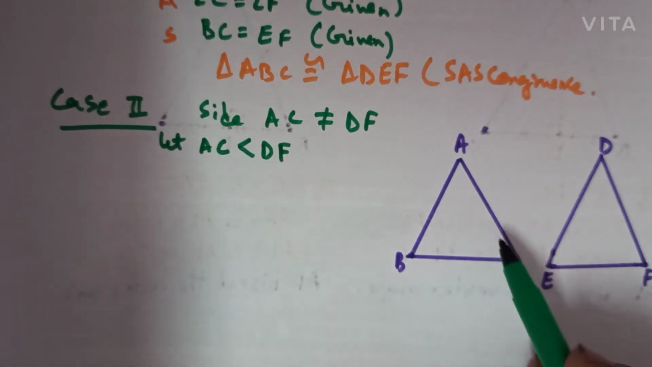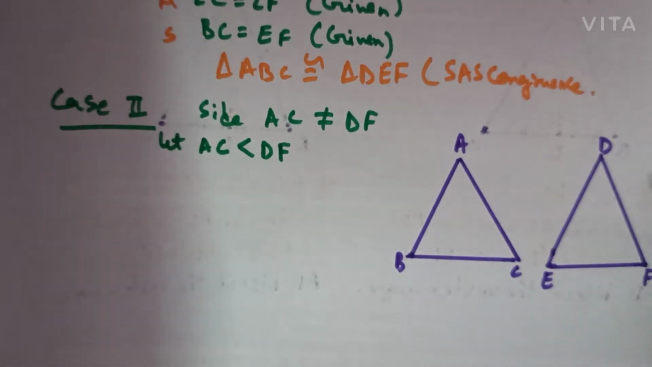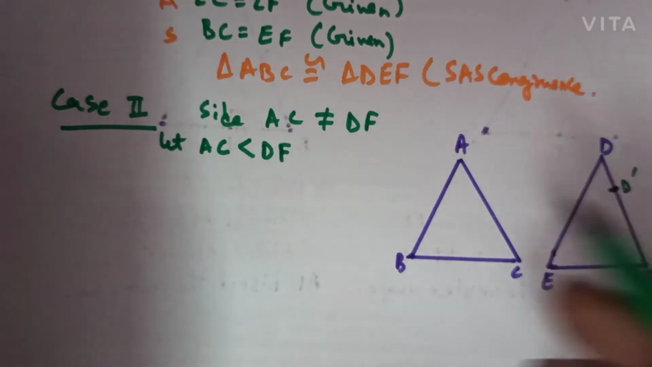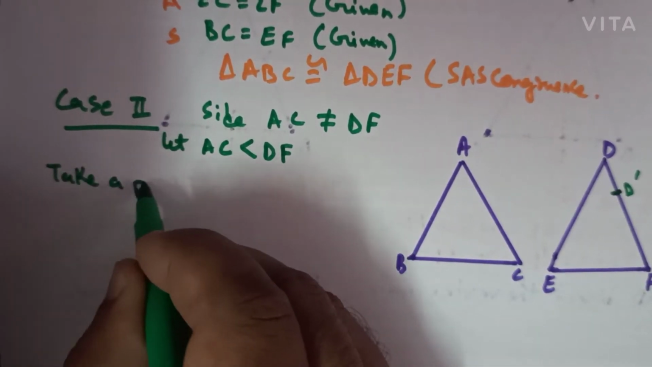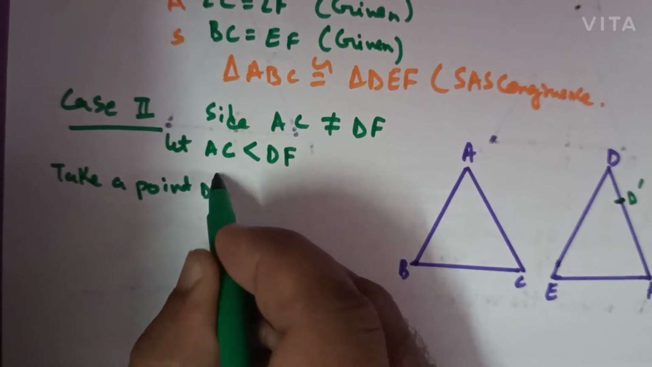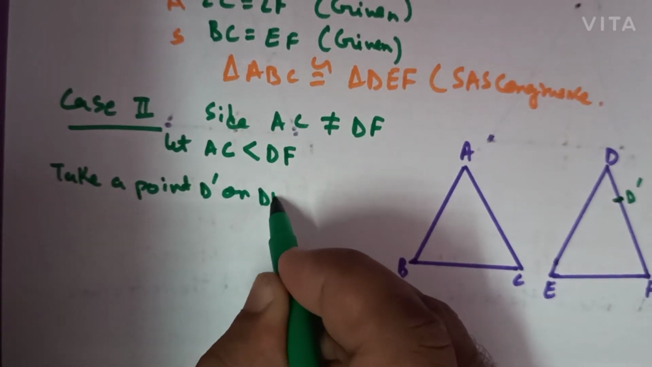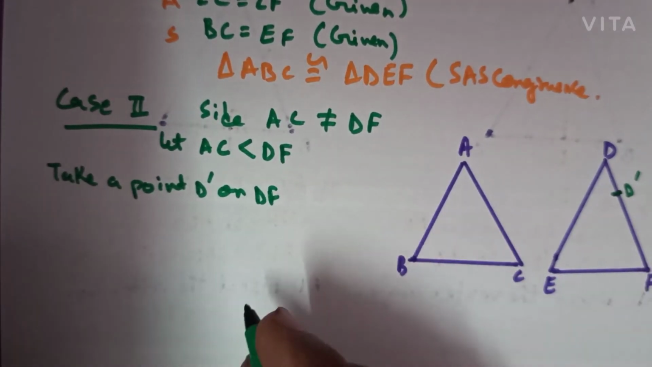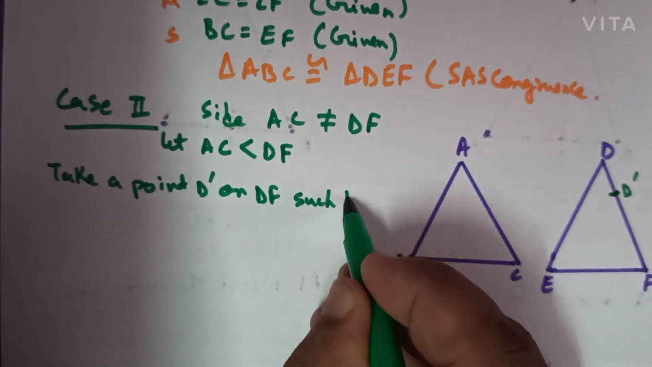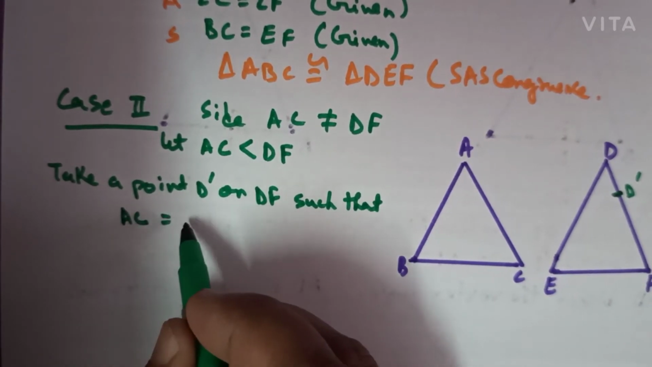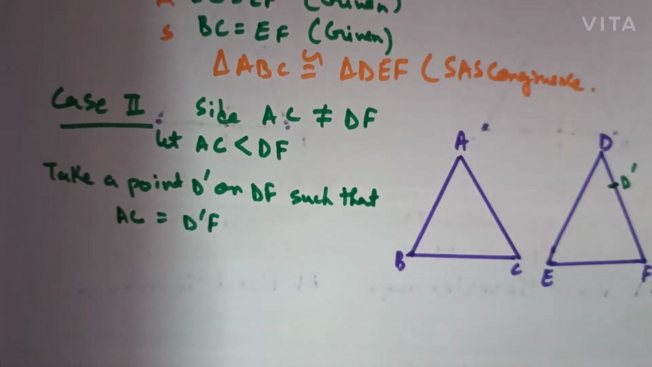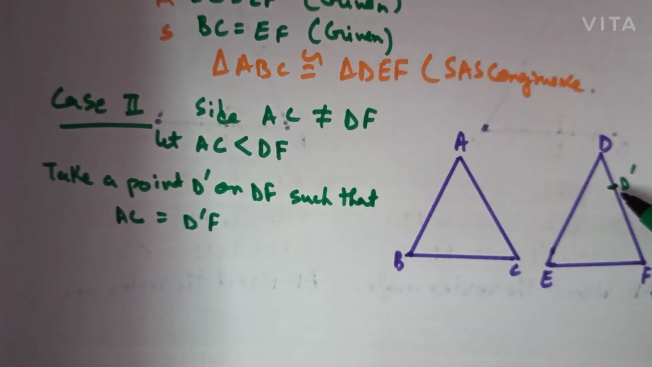Okay, AC is less than DF, that means DF is greater than AC. So let us take a point D dash on DF such that AC becomes equal to D dash F. Okay, we have taken point D dash such that AC is equal to D dash F.